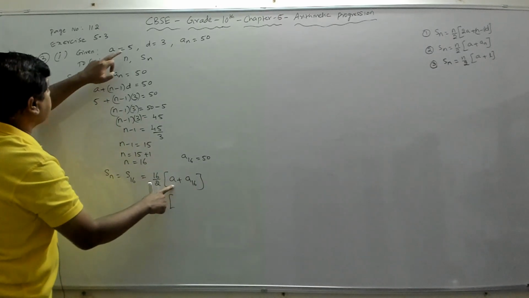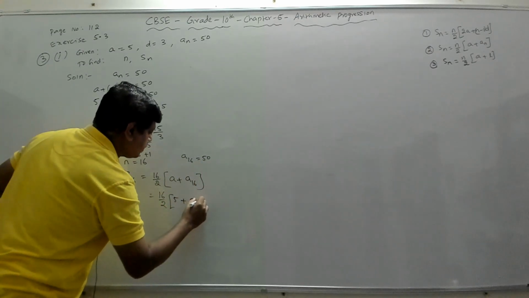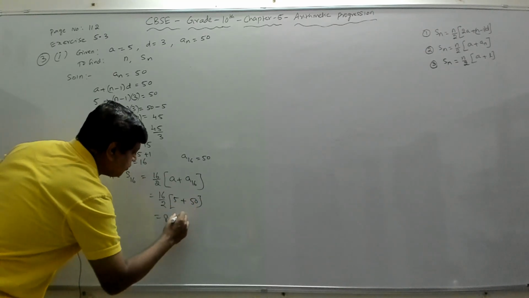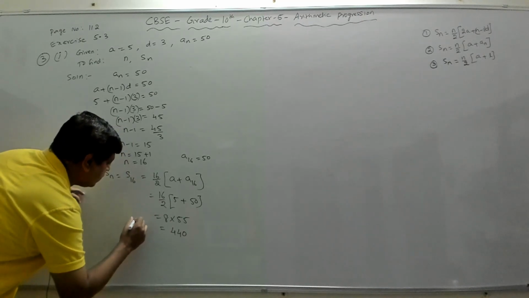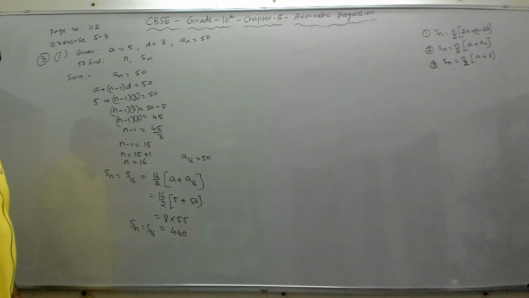a is how much? 5. Plus a16 we found is 50. So that is equal to 16 by 2, which is 8, into 55. That will be 440. So what is your Sn, which is equal to S16? It is 440.